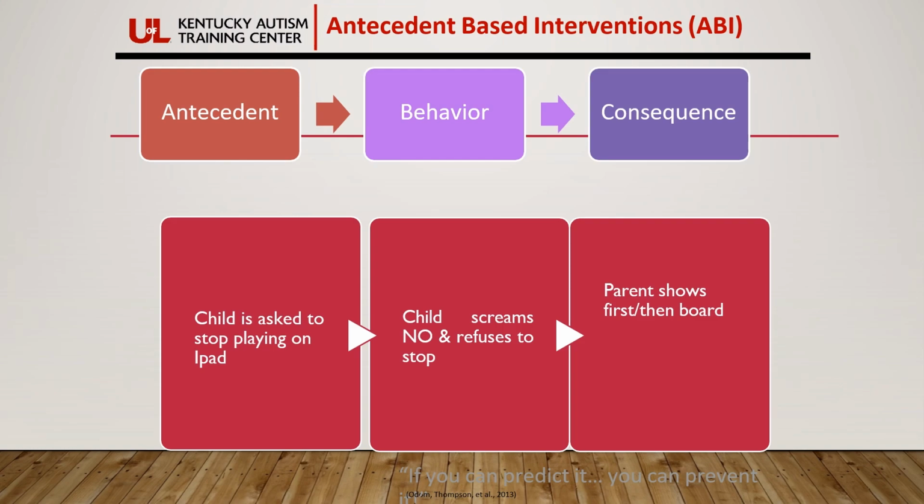So the example on the screen is a child is asked to stop playing on the iPad. The child screams no and refuses to stop. The parent shows them a first-then board, which would be a part of antecedent-based interventions. And the first-then board helps them to understand and communicate that iPad time can come back later. So the behavior resolves. So: antecedent, behavior, consequences.